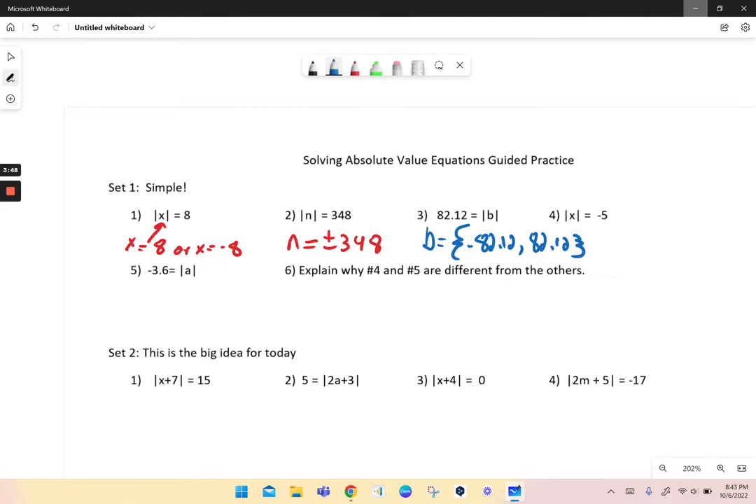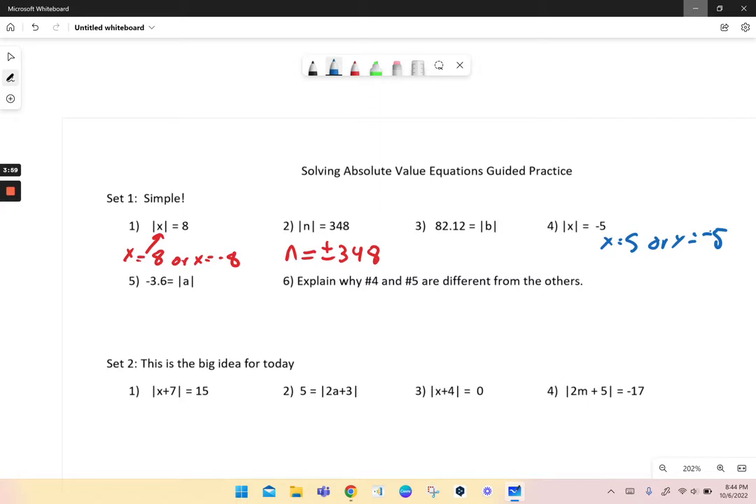Hopefully, we're feeling okay about this so far. The next one, absolute value of x is equal to 5. And no, it could not be x is 5 or x is negative 5. That is not correct. Because the absolute value will turn both of these positive. Absolute value of 5 equals positive 5. Absolute value of negative 5 equals positive 5. And there is no value that we can do absolute value of that will come out to be a negative. And so this one is no solutions.